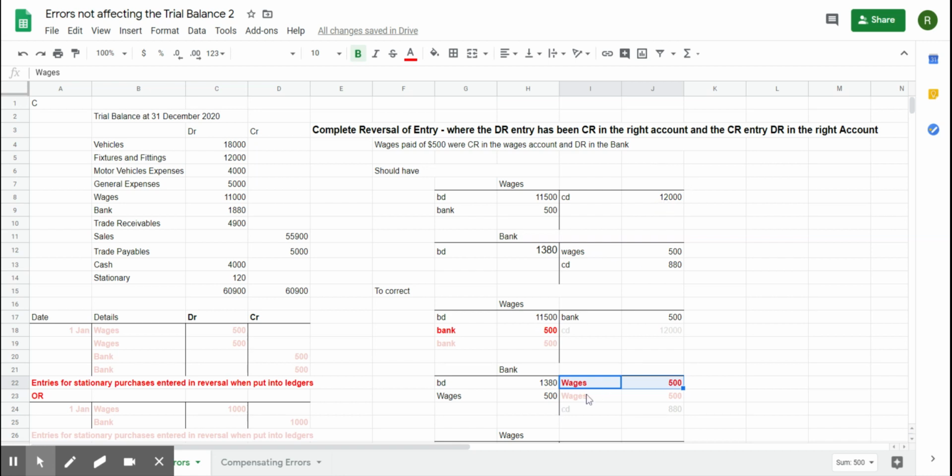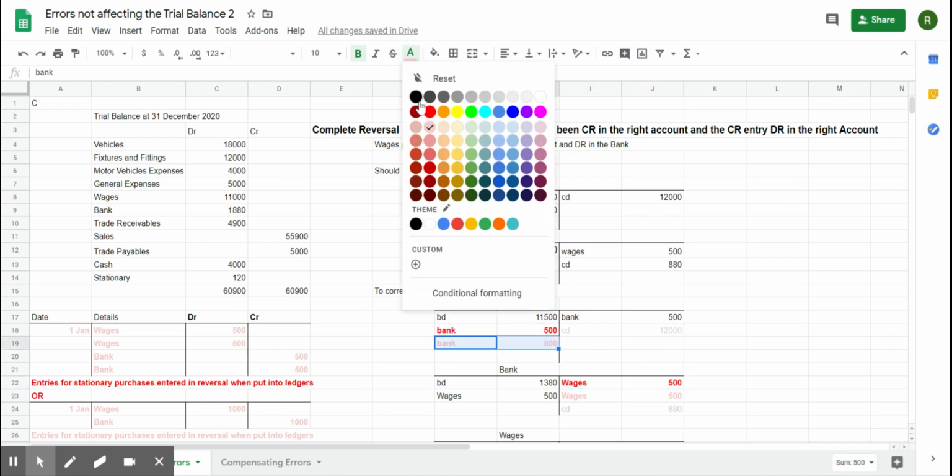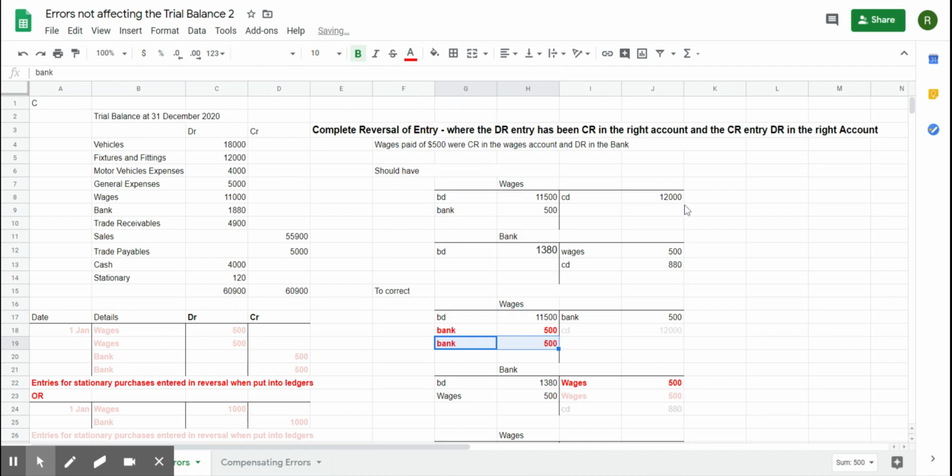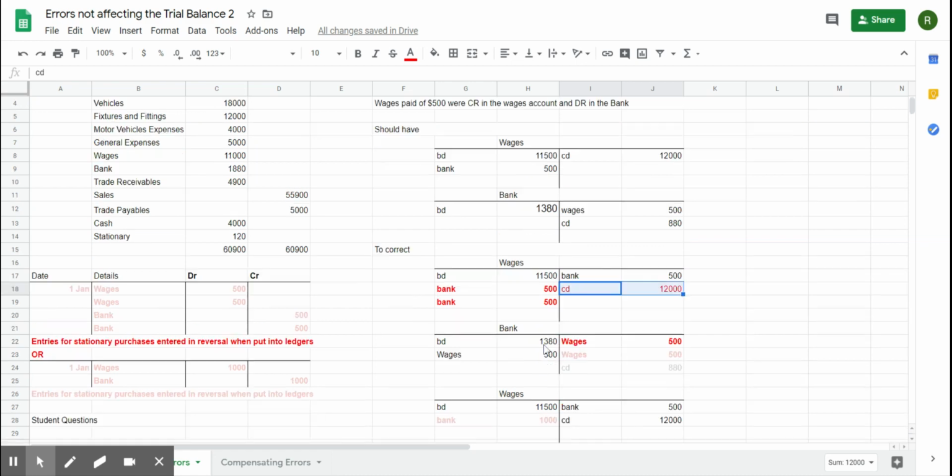So we need to put another entry into the wages account for 500. And now when I balance off my account, it's going to be right. It's going to be 12,000. So two entries together are going to correct it. The first one gets rid of the error. The second one is putting in the correct entry that we should have made.